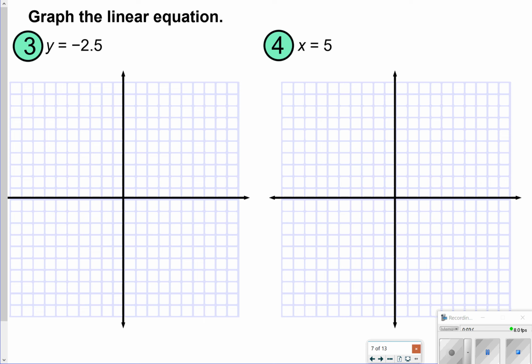Here are 2 that you're going to try. These are numbers 3 and 4 in your notes. You don't have to have such a large graph, just enough to cover and graph these 2 points. So let's go ahead and pause the video now so you can try 3 and 4, and then once you're done, click play.